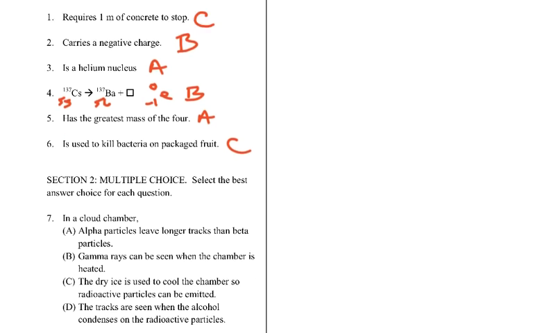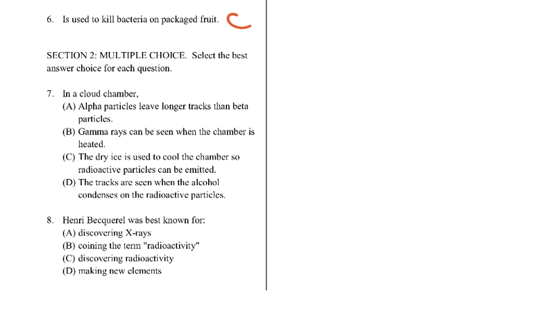Okay, next question here. In a cloud chamber that we built, alpha particles leave longer tracks than beta. No, they're shorter. That's not true. Gamma rays, you can't see gamma rays. Okay, the dry ice is used to cool the chamber so radioactive particles can be emitted. No, they're going to be emitted no matter what.